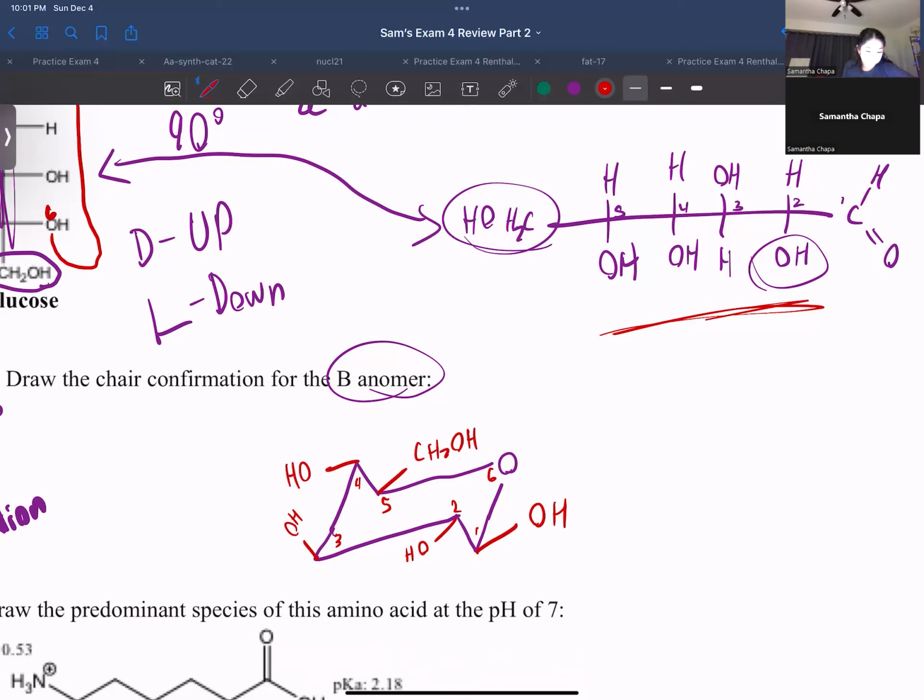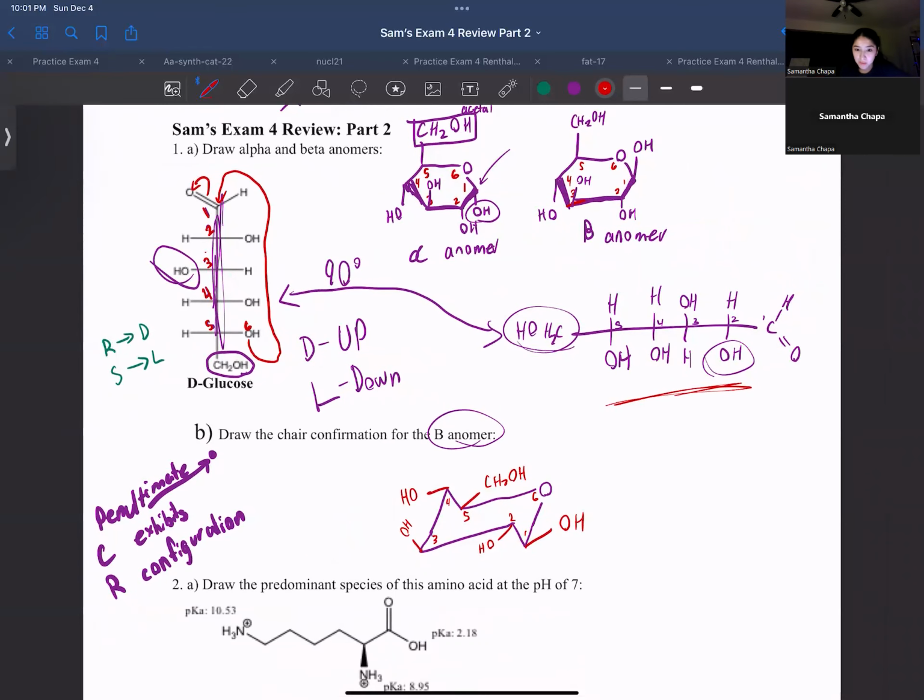And that's how you remember it in biochem too. So whenever you draw the beta anomer, all the substituents are going to be in the equatorial position, and that'll change for the different carbohydrates. So that's how you remember D-glucose.